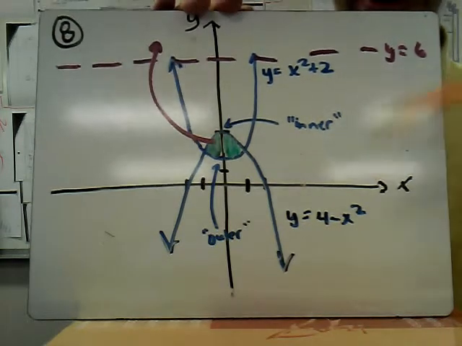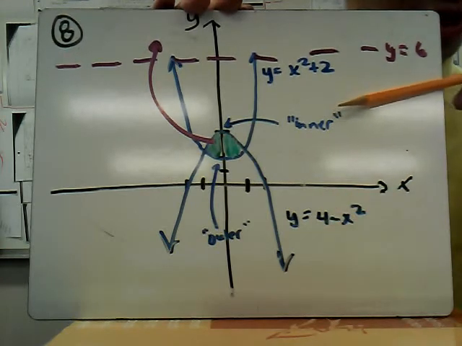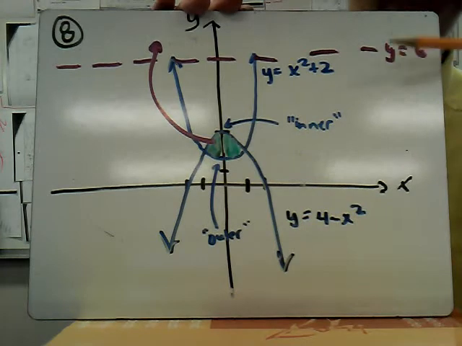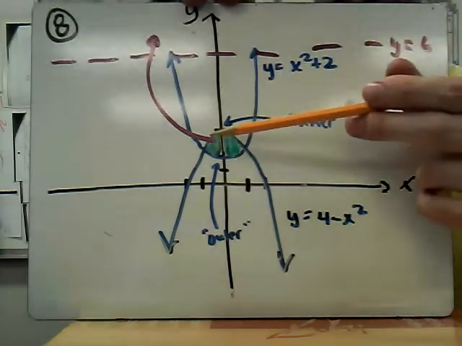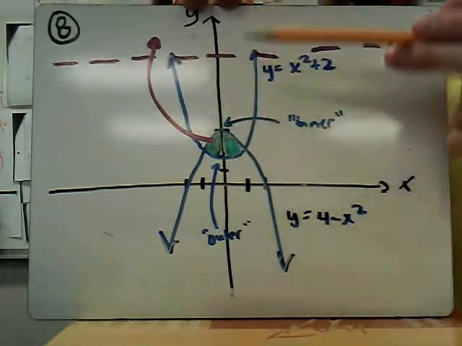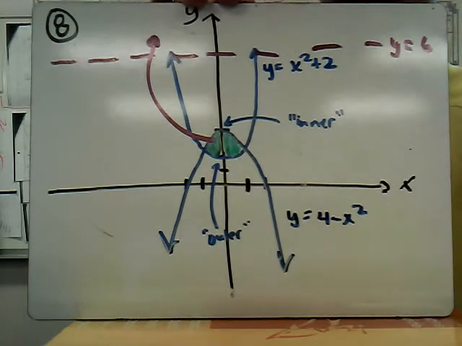Problem number 8 provides a new wrinkle. We are not given any limits, just the two functions, y equals 4 minus x squared and y equals x squared plus 2, and we're rotating along the line y equals 6. Just like in problem number 7, that means that we're rotating around a line that's above the two functions. So the shape that we get is kind of like a lifesaver.